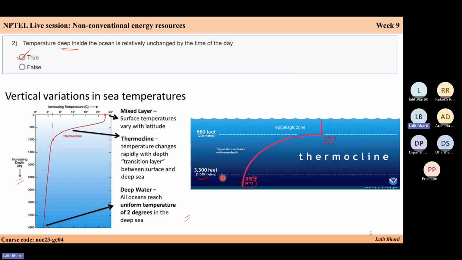up to 1,000 meters or 3,300 feet, you will see that the temperatures are quite constant and independent of the weather outside. If the sun is shining outside, if it's raining outside, the temperature will remain more or less the same. So after the 1,000 meter or 1 kilometer range, the temperatures are nearly 4.